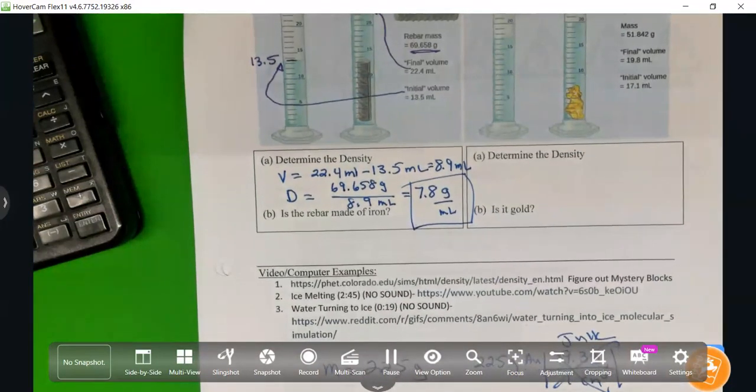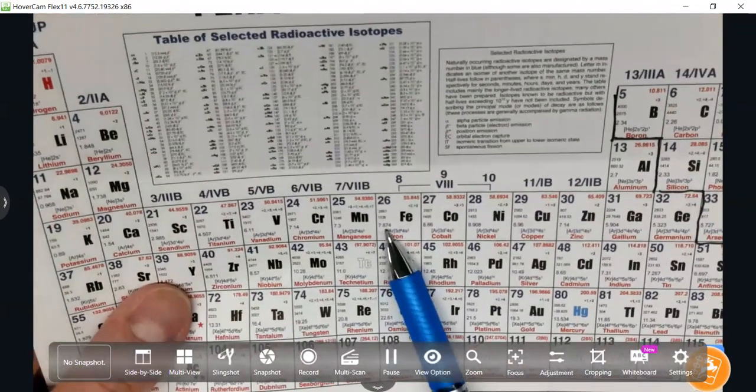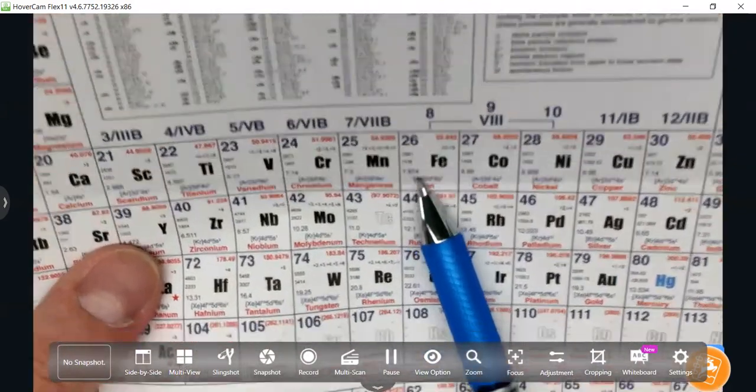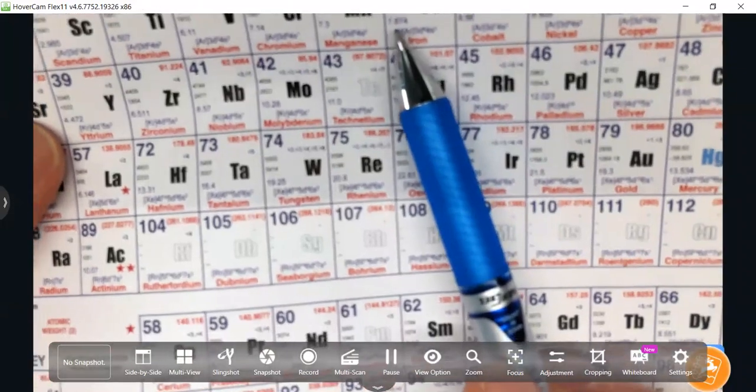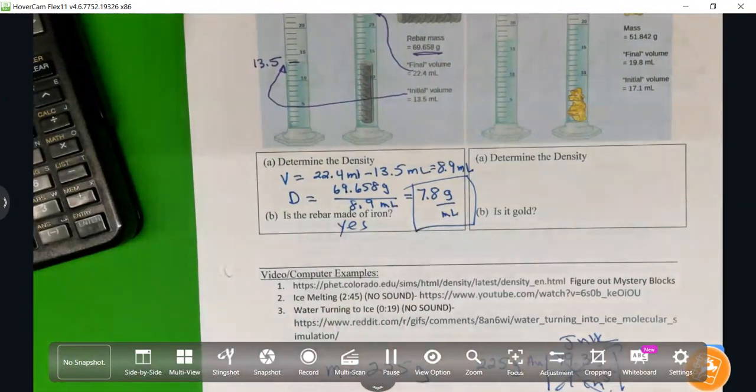Is the rebar made of iron? Pretty darn close, right? Looks like it is. 7.8, yes, it matches.